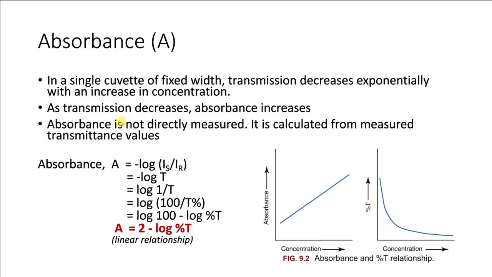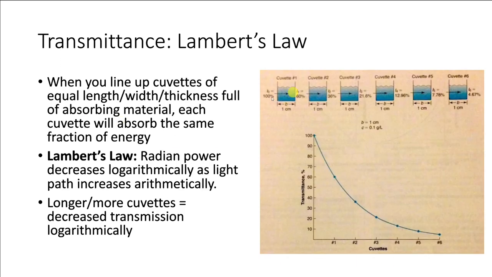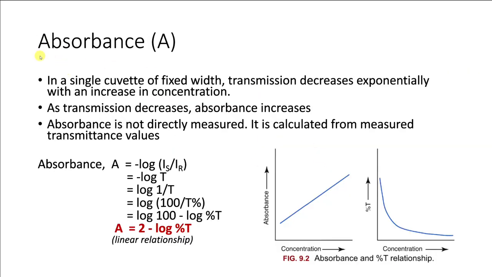So we'll take this relationship and use it to calculate absorbance, or how much light is absorbed into the cuvettes. So in a single cuvette of fixed width, transmission will decrease exponentially with an increase in concentration. As transmission decreases, absorbance therefore must increase, which makes sense. When you are transmitting less light, you are absorbing more of it.